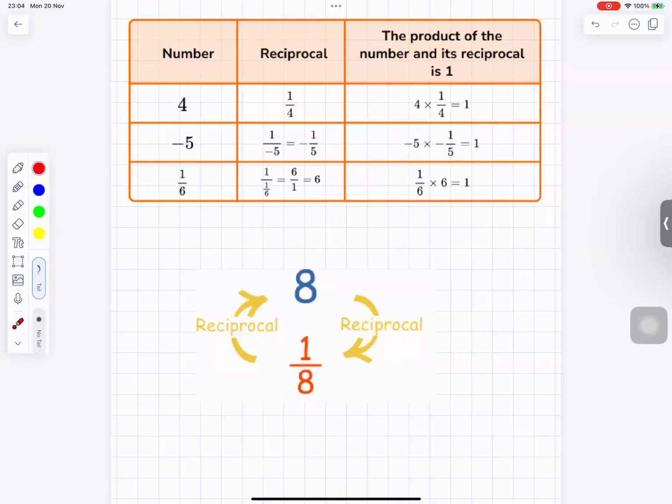These are some examples to help you understand the work. If the number is 4, the reciprocal is 1/4. If the number is -5, the reciprocal is -1/5. If the number is 1/6, the reciprocal is 1 divided by 1/6, which gives you 6/1, which is 6. And the product of a number times its reciprocal is 1. A reciprocal times its number is 1. So the reciprocal of 8 is 1/8. The reciprocal of 1/8 is 8. Think of that cycle.